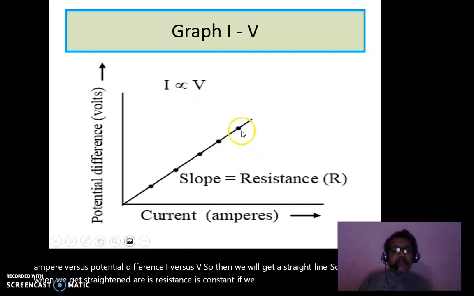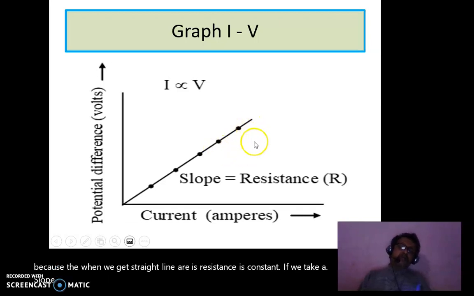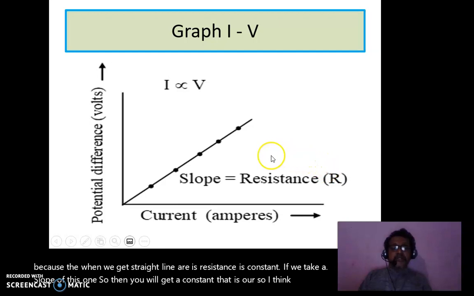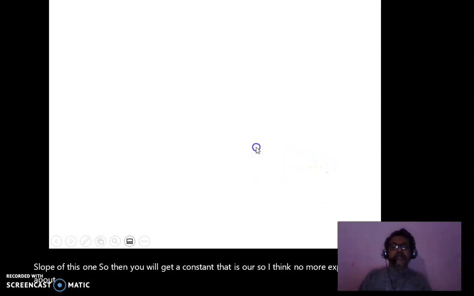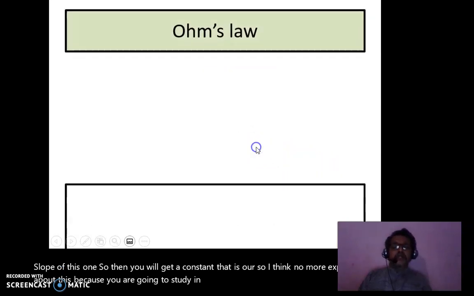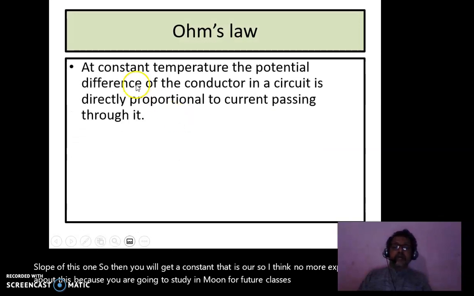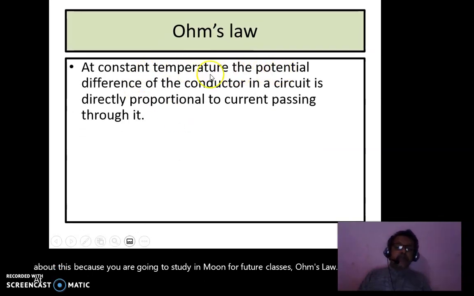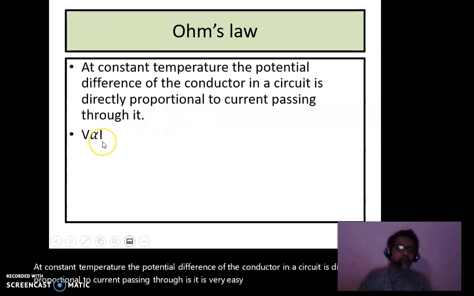If we take the slope of this one, then you will get a constant, that is R. I think no more explanation is needed about this, because you are going to study it in your future classes. Ohm's law: at constant temperature, the potential difference across a conductor in a circuit is directly proportional to the current passing through it. It is very easy to remember. V is proportional to I.